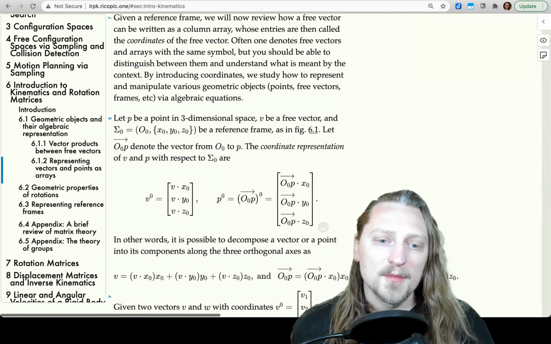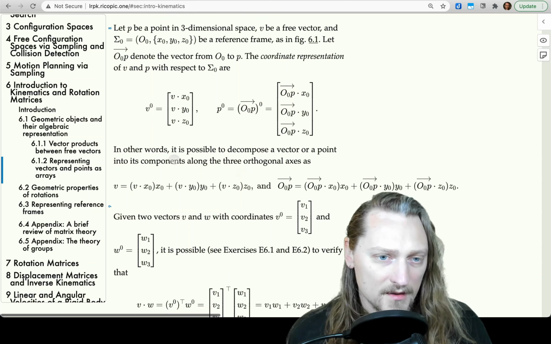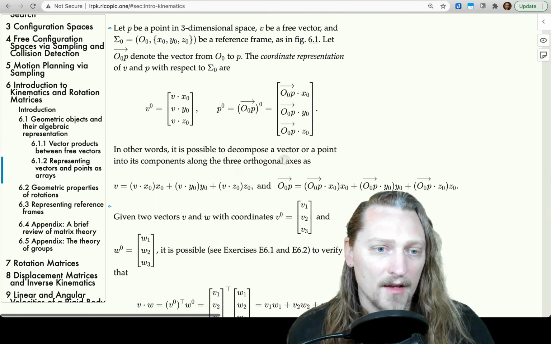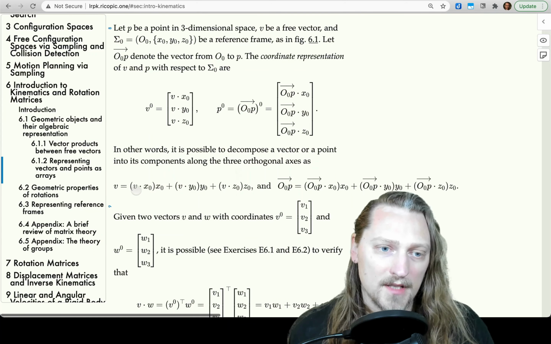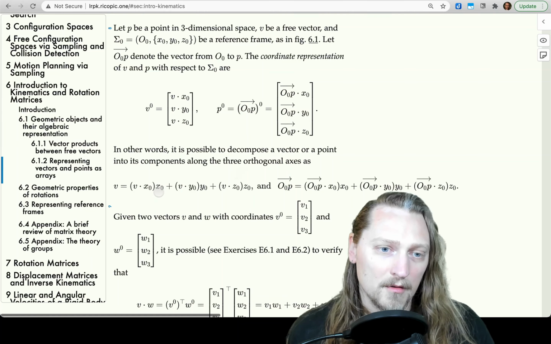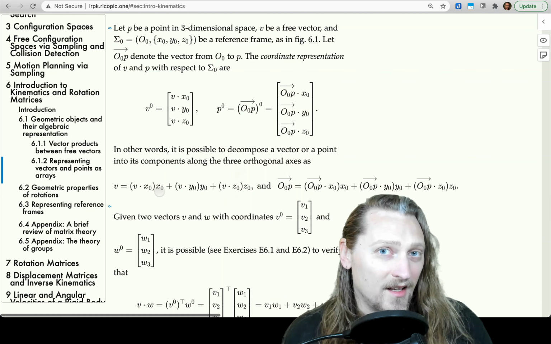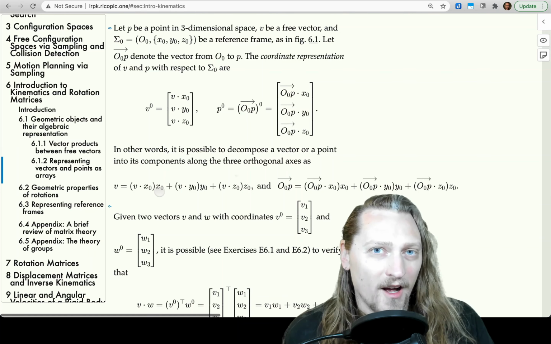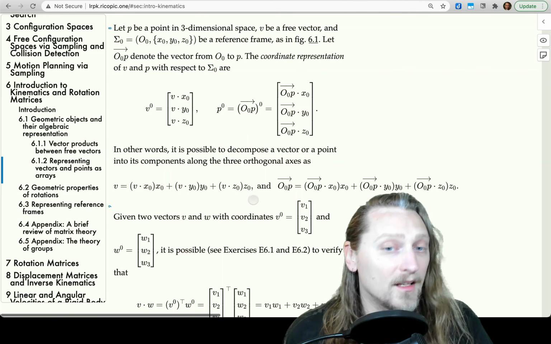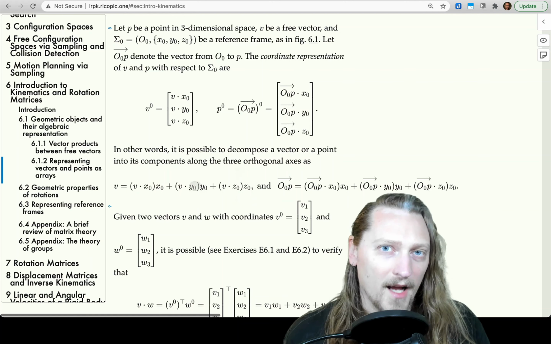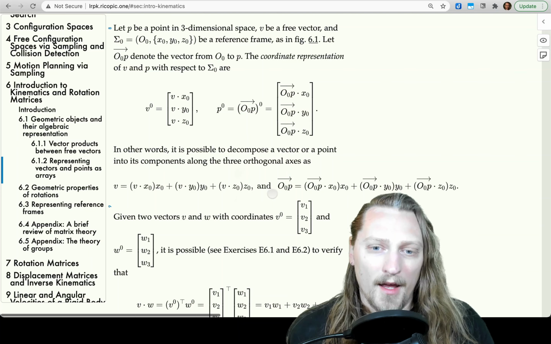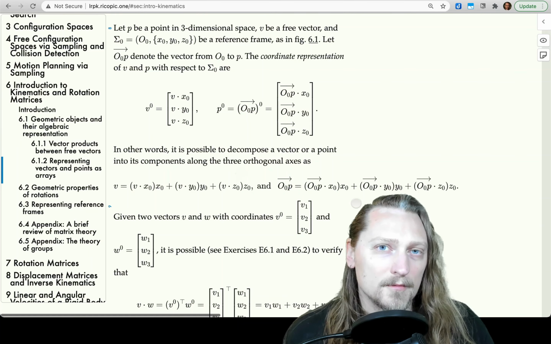In other words, it is possible to decompose a vector or a point into its components along the three orthogonal axes. So you can take the dot product of V with x naught as we did above, but now we will multiply it by x naught, which is to say in the direction of x naught. This is where the fact that it's a unit vector will look familiar to you. If you're familiar with IJK notation, this is very similar to the IJK notation for a vector in 3 space. And similarly, you can do the same with the point.